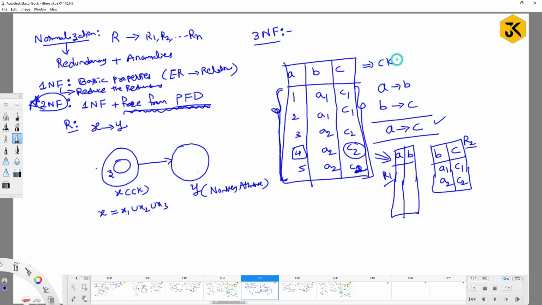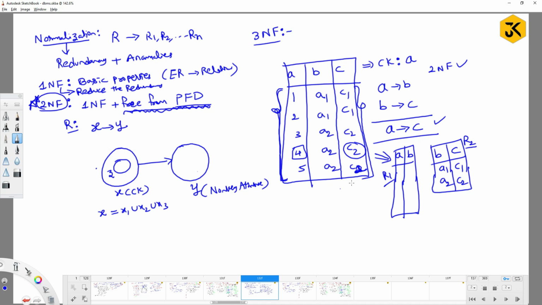Here, the candidate key is A. Am I right? As the candidate key is A, can you say there is any partial functional dependency available here? There is no partial dependency because there is only a single attribute, so there is no subpart of it. So I can say that directly it is in 2NF. It is in 2NF, right?